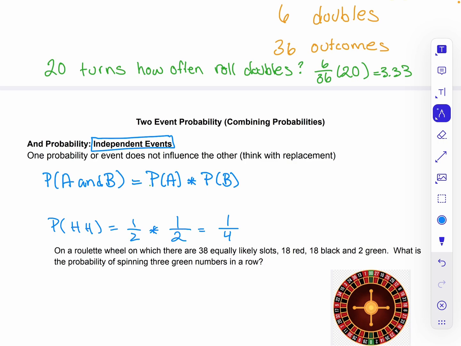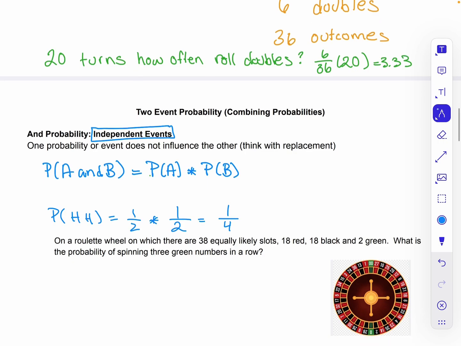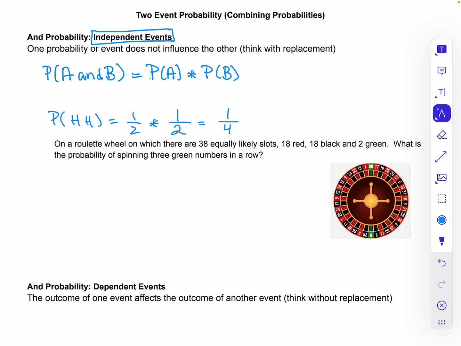So let's look at it in a slightly more complicated situation. We have a roulette wheel here. The roulette wheel is split into 38 slots. 18 of them are red, 18 of them are black, and 2 of them are green. And since we're dealing with green, I'm going to switch my marker to green. We want to know the probability of spinning 3 green numbers in a row. So notice, yes, we have 3 events occurring here. Even though we titled this page two event probability, that's just to say we have multiple events happening.